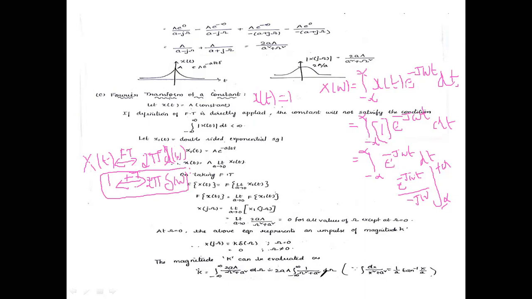Okay. For that, to prove the magnitude here: the Fourier transformation of A is 2 pi into delta of omega, where A is a constant. Or without that, using the duality property, we can also find it like this.